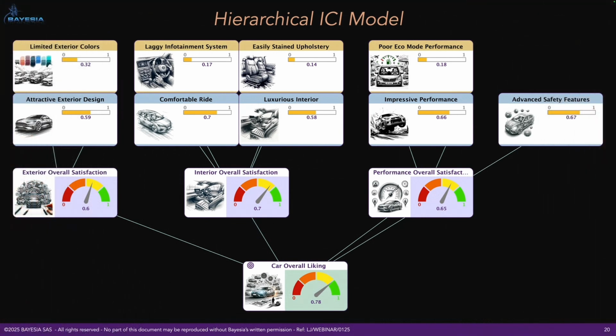And at the end of the day, we are going to generate this kind of network. This is what I call a hierarchical ICI model. ICI means independence of causal influence. So we are assuming here that all these nodes, like limited exterior colors, attractive exterior color, and so on, have an independent impact on the liking, right? This allows us to have lots of parents associated with our target node, without having a conditional probability table that grows exponentially with respect to the number of parents.